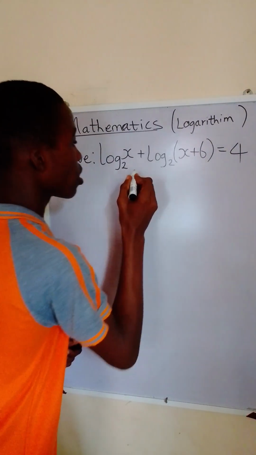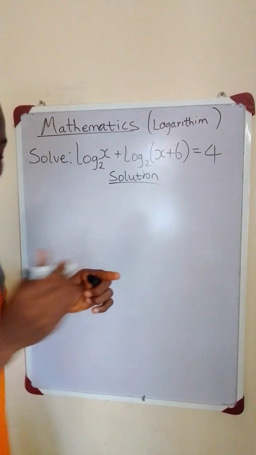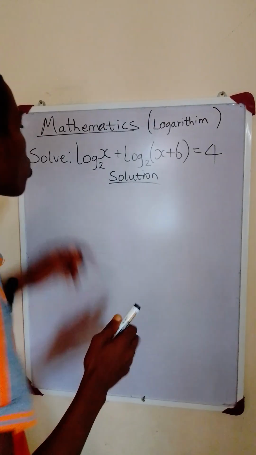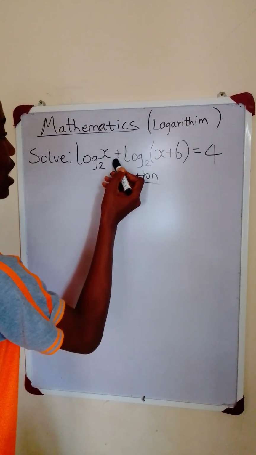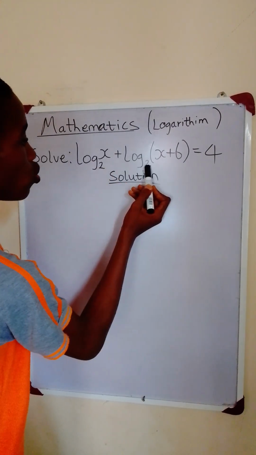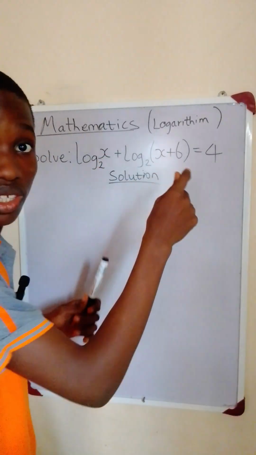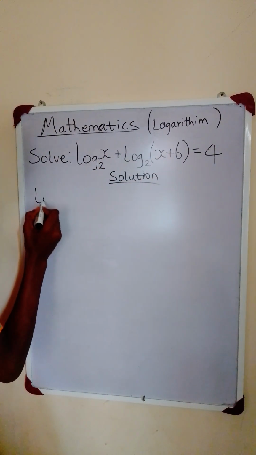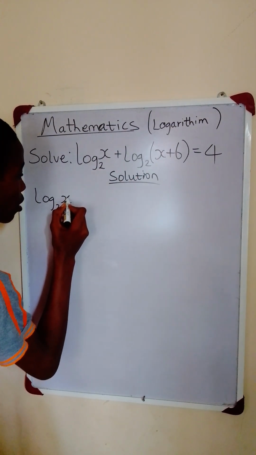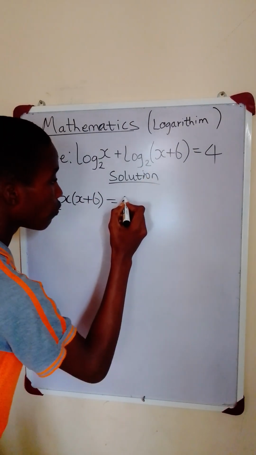So this question: log x base 2 plus log (x plus 6) base 2 equals 4. From the laws, when you're adding logs, you multiply them. This log has base 2 and this one has base 2, so they are the same. You pick one of the logs, then multiply these, and that is part of the laws of logarithm. So log base 2, then you multiply x and x plus 6, equal to 4.